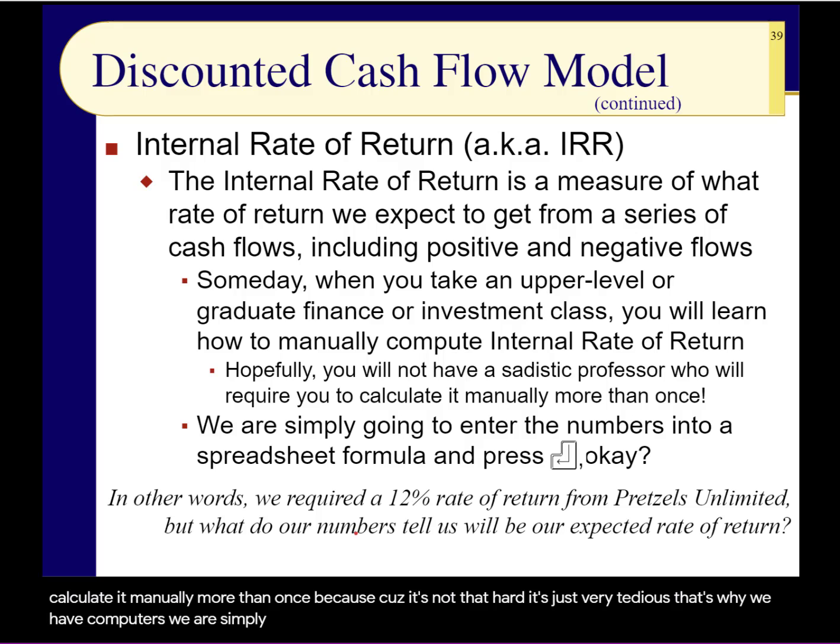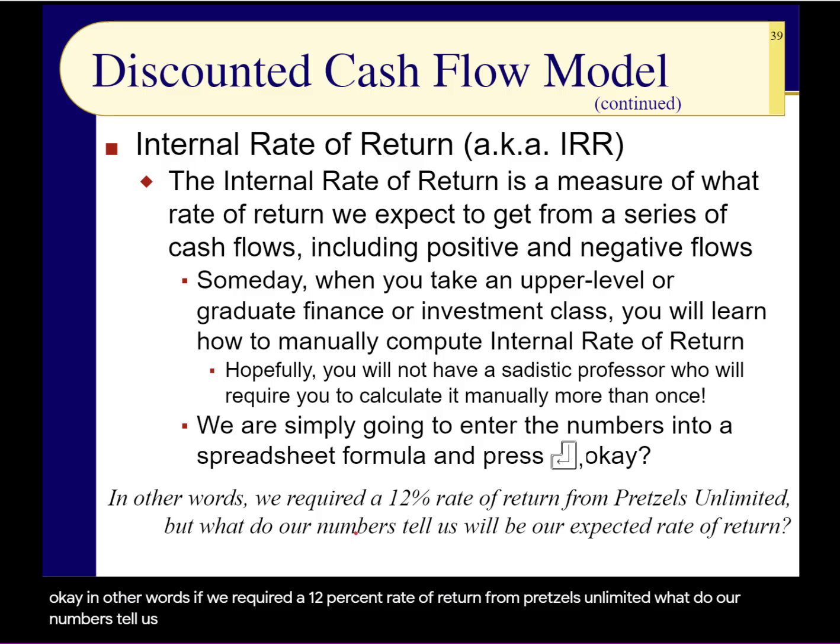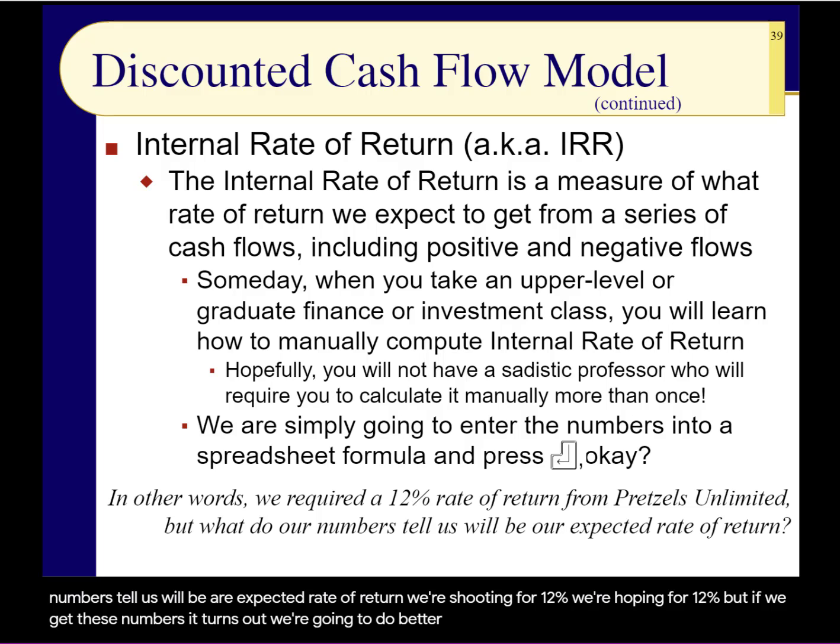We are simply going to enter the numbers into our spreadsheet and press the enter key, okay? In other words, if we required a 12% rate of return from Pretzels Unlimited, what do our numbers tell us will be our expected rate of return? We're shooting for 12%. We're hoping for 12%. But if we get these numbers, it turns out we're going to do better. An internal rate of return will tell us.